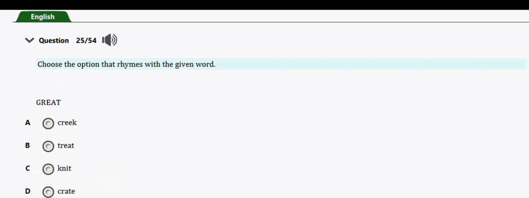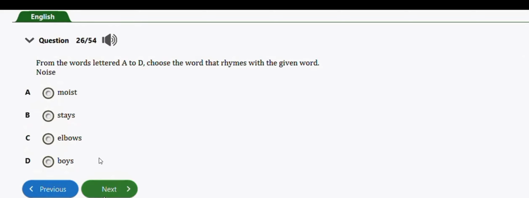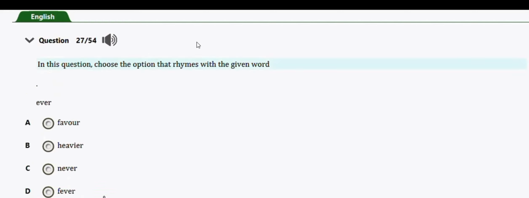Next question. It says choose the word that has the same rhyme with noise. The right answer is option. Okay, option we have moist, stays, ables, boys. The right answer is option D, which is boys. Okay, next question. The one that has the same rhyme with ever. We have favor, heavier, never, fever. The right answer is option C, which is never.